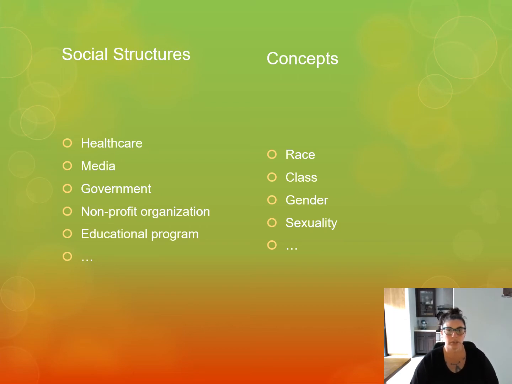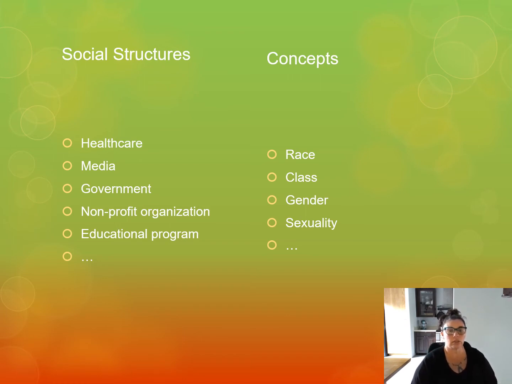So the first place we want to start is thinking about what social structures and concepts we're interested in. This gives us a direction to go and where we can find an appropriate research question. So what are you interested in? What type of social structures? So social structures are healthcare, media, government, so it could be policing, judicial system, nonprofit organizations, educational programs. All of these are different types of social structures within our institutional systems.